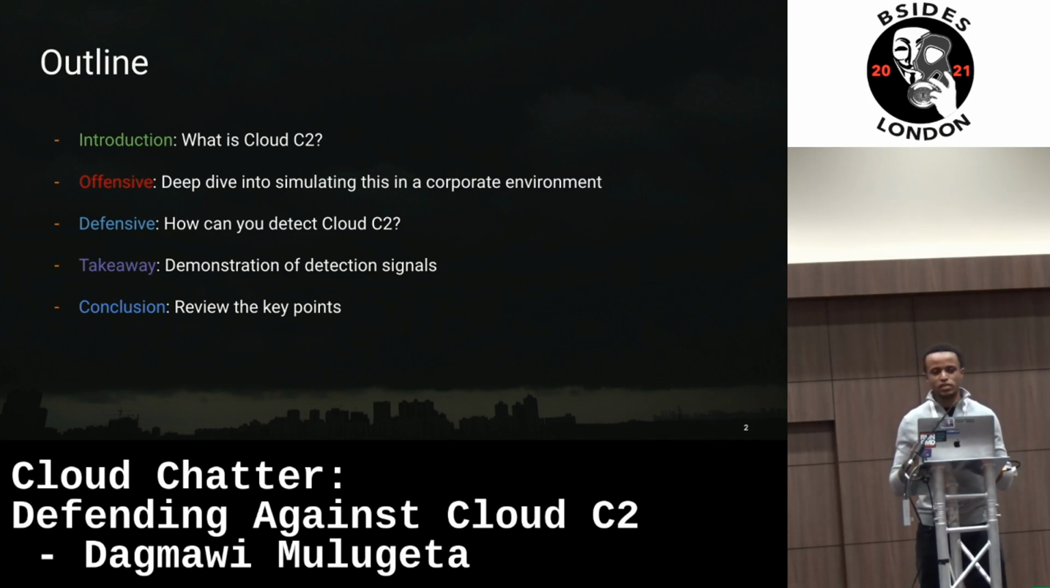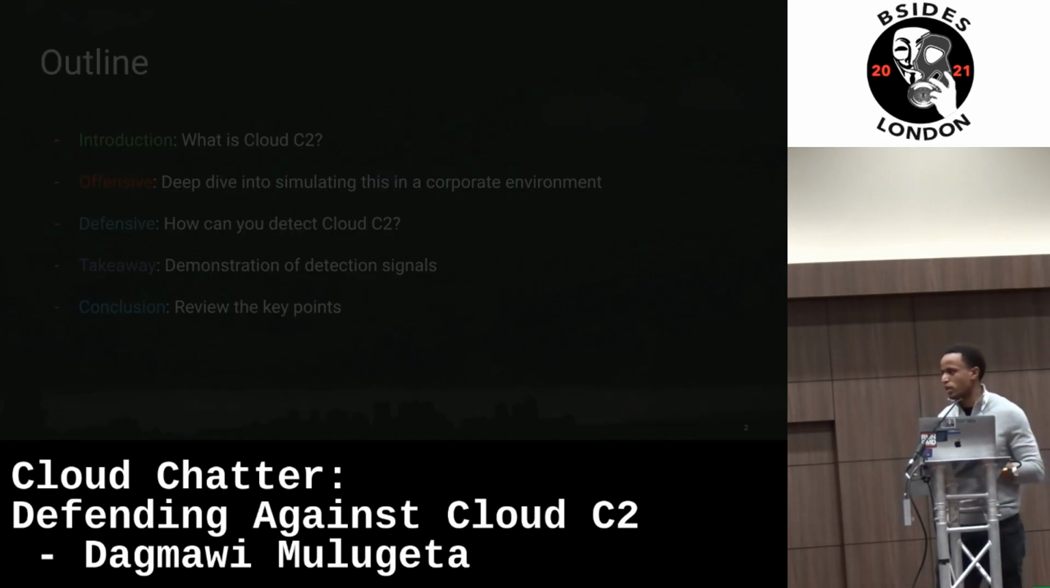Then we'll take an offensive look into things, and we do this by doing a deep dive into how you can simulate this in your environment and see what the controls you have in place are willing to detect. Then we'll take a defensive look into things and see why certain detection methods might have challenge detecting this technique. And then we'll move to how you can actually try to detect this using a new set of behavior signals, and that'll be the takeaway section. Finally, we'll conclude everything by reviewing the key takeaways from all of this.